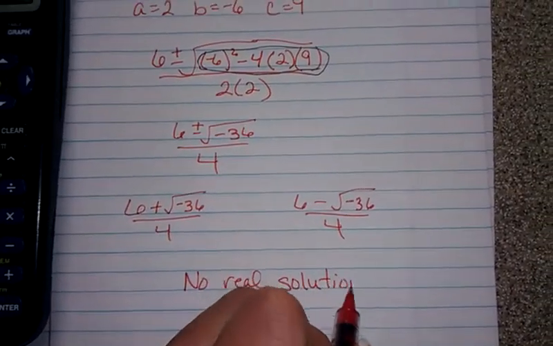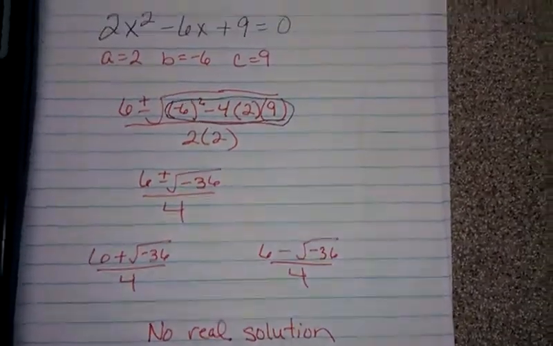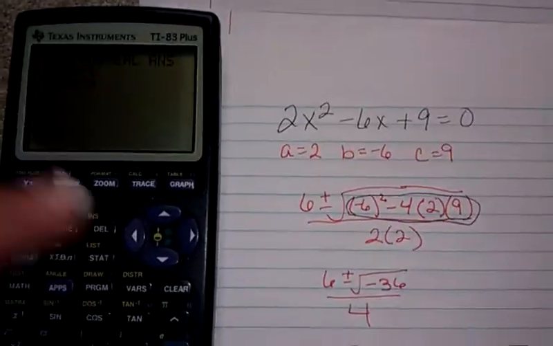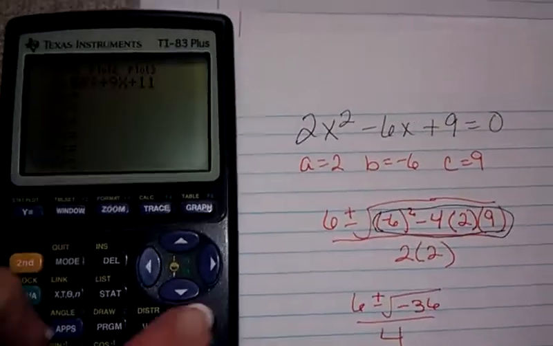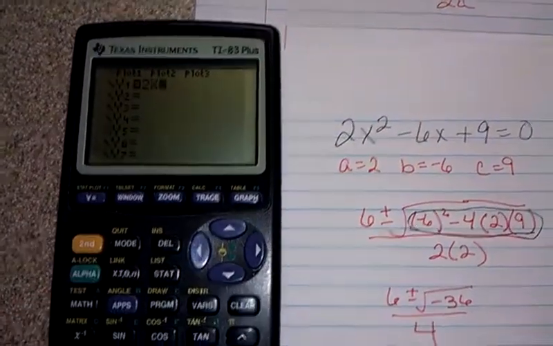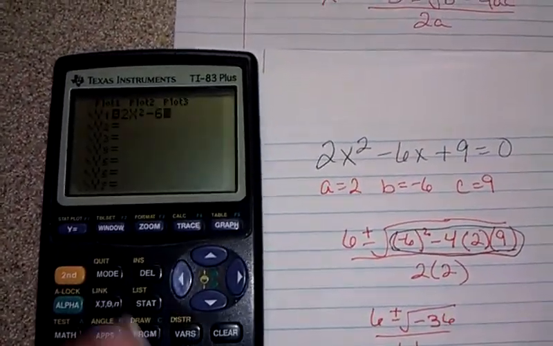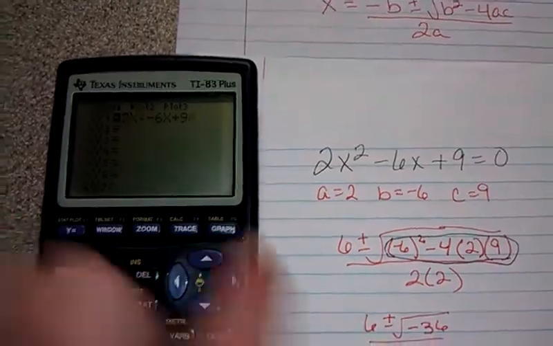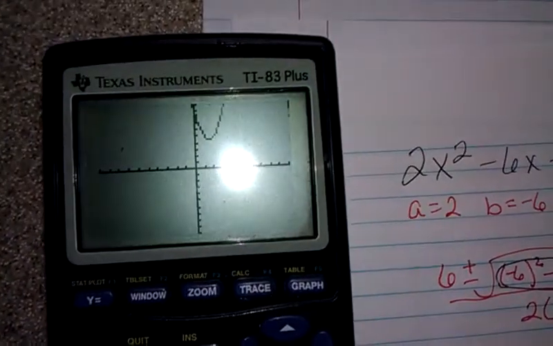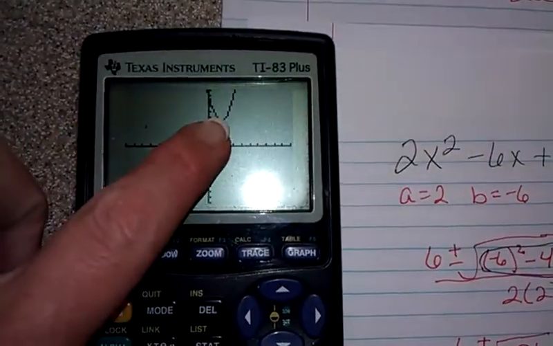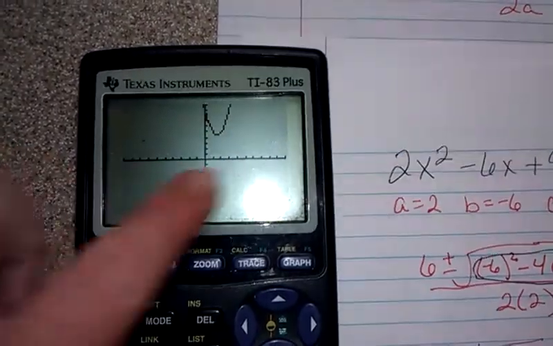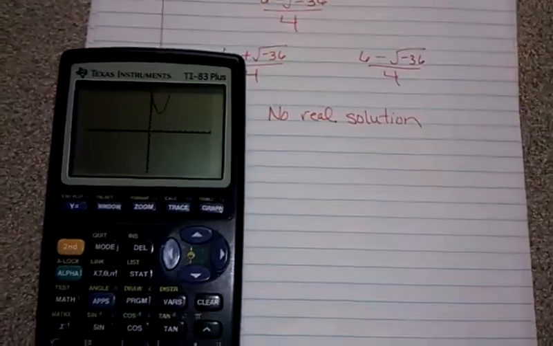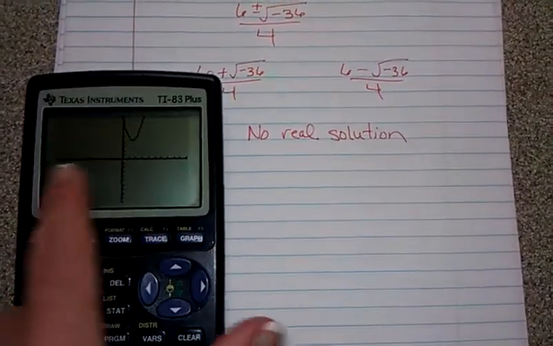Now, a lot of times before I do anything, I'll go and put this in the calculator. So I go up here and I'm going to put in 2x squared minus 6x plus 9, and press graph. And if you look at this right here, the parabola does not touch the x-axis. That's why there's no real solution, because there's no x-intercept anywhere on here.